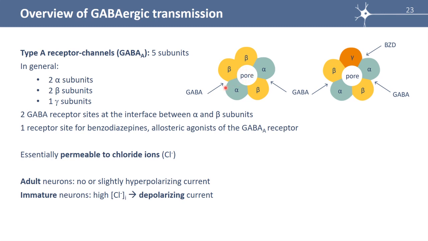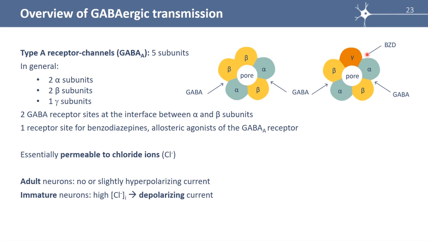For the pore to open, it needs the binding of 2 molecules of GABA, and the GABA molecules bind at an interface between alpha and beta, and alpha and beta.